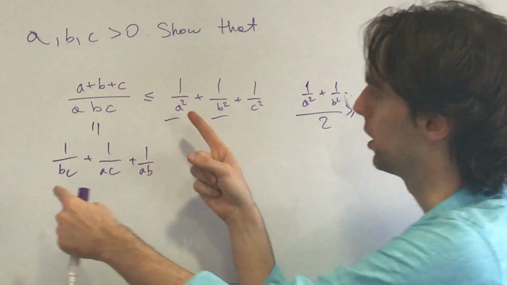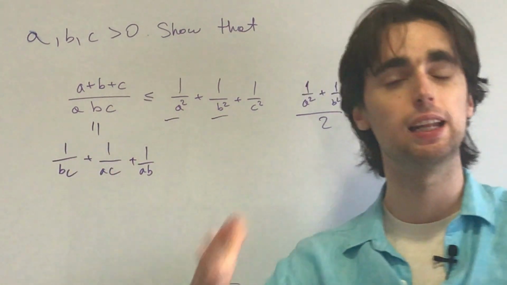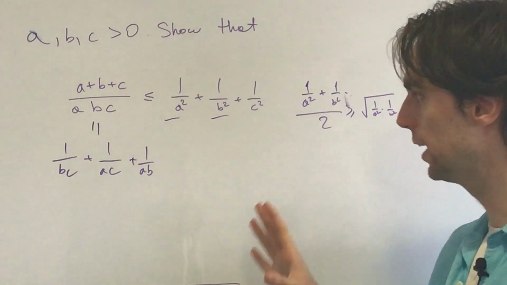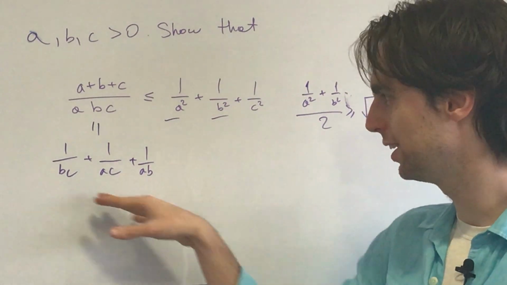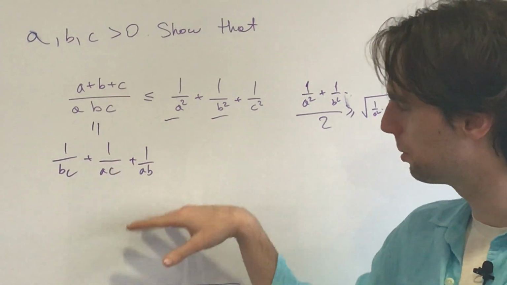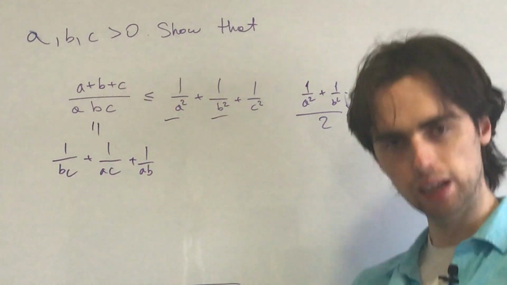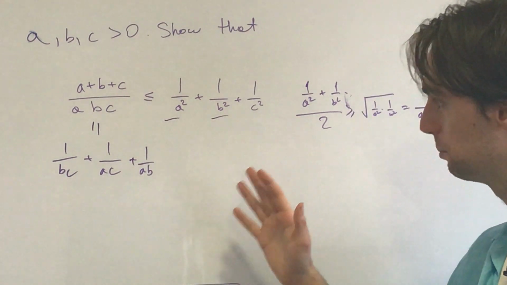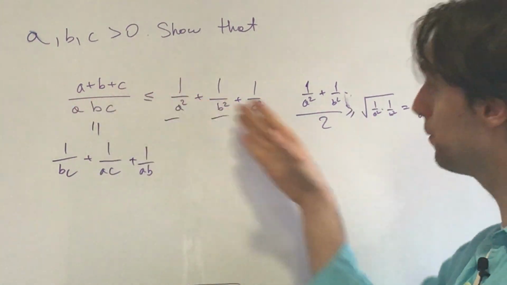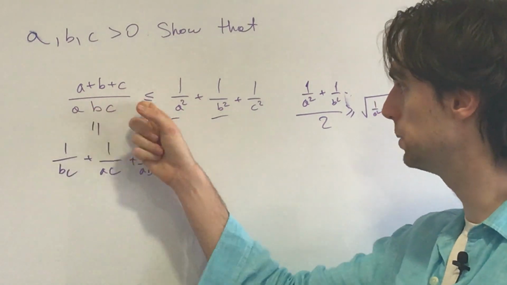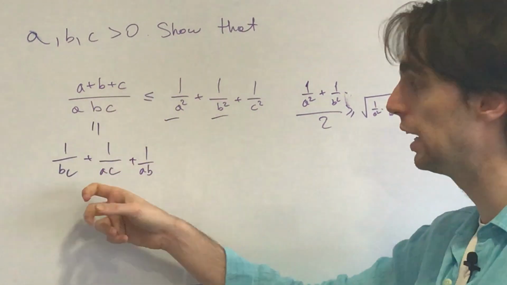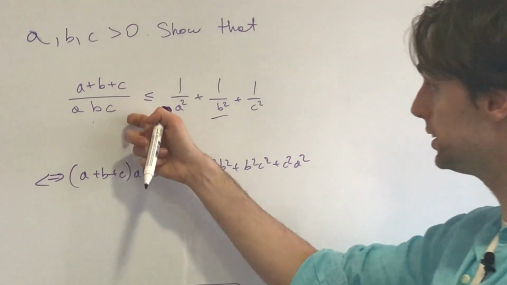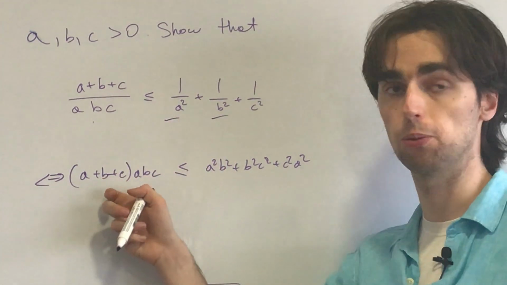Another way is to combine these terms together. When I solved this problem, I didn't do it like this. I said immediately, wait, these are all fractions. I don't like fractions in inequalities. If I can help it, let me get rid of them. So I multiplied everything through by a squared, b squared, c squared. What happens there is this: we get that this is true if and only if this is true.